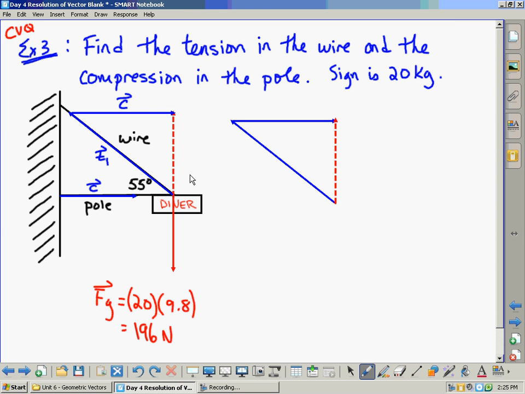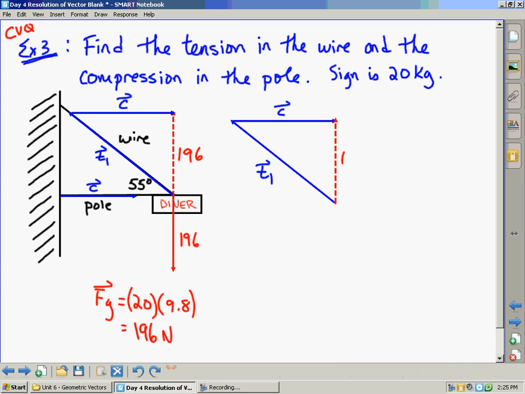And I've got the picture over here. There is some information that I know. This is T in the wire. This I've called C for compression. I know that since this is 196, that this must also be 196. So this is 196. And I do know a little bit of the angles.